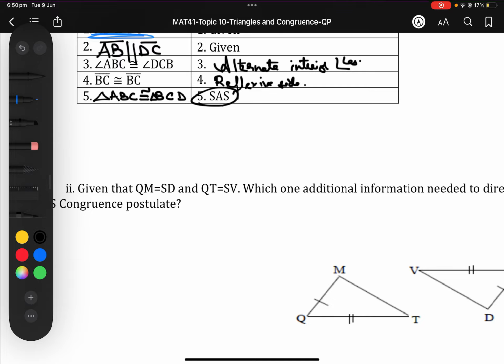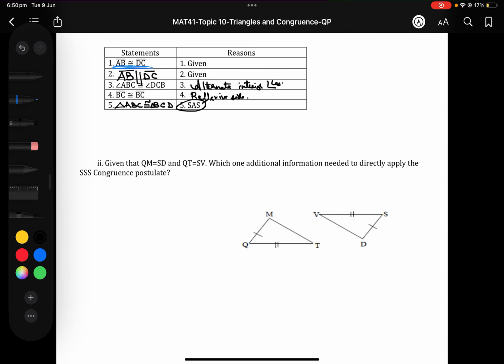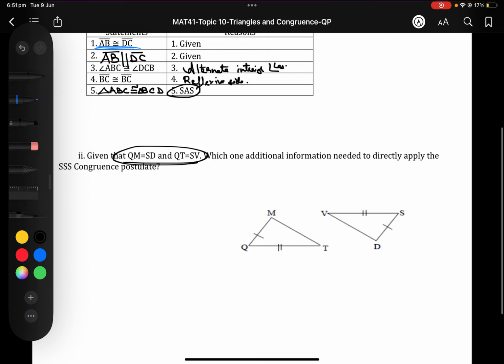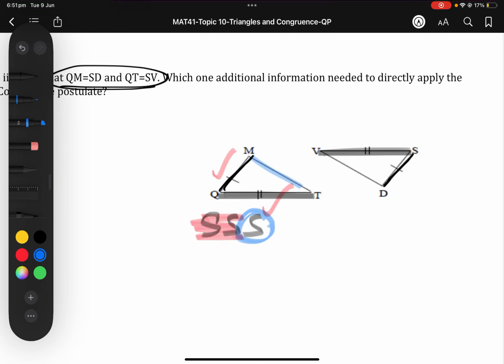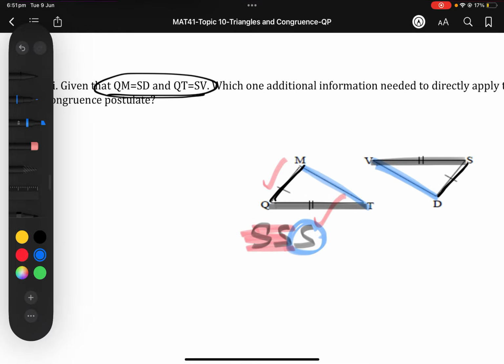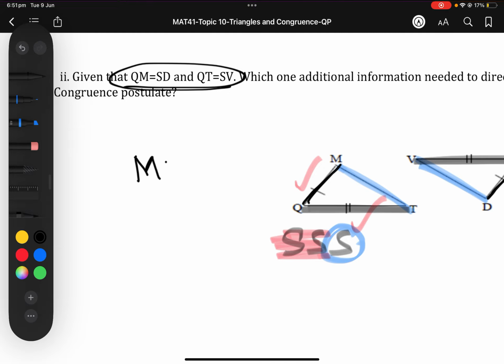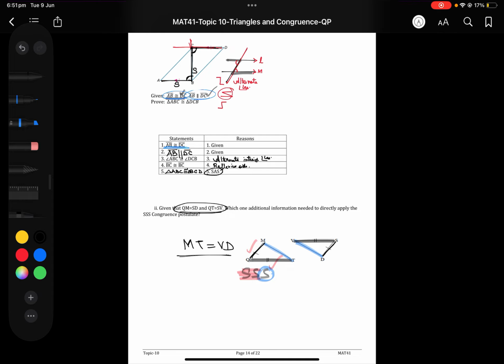Okay, then again the same kind of question has been asked here, but this time they're talking about the QM and SD question. They have given QM is equal to SD, and they have given QT is equal to SV, and then they are asking, if I have to apply the SSS congruency, how do I apply? Now this is one side, this is the other side. Now these two are done. Then I have to pick out the next third one here. How do I do that? This would be equal to this one here. So I will write what would be the condition. The line MT is equal to VD line is what we get.